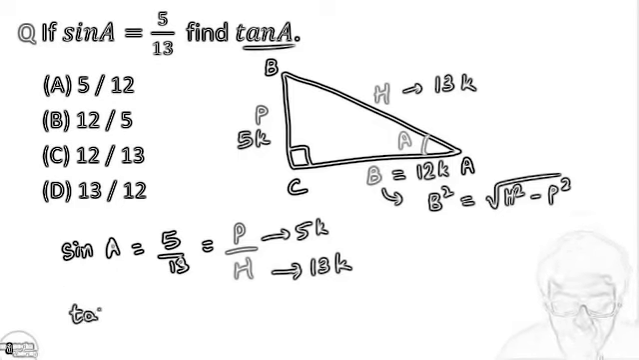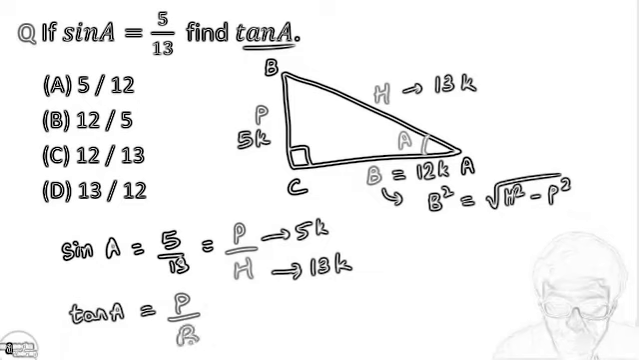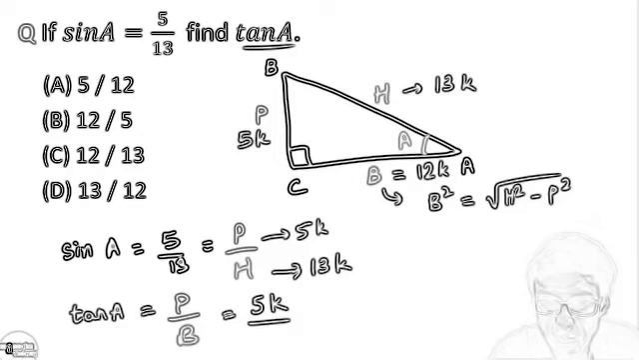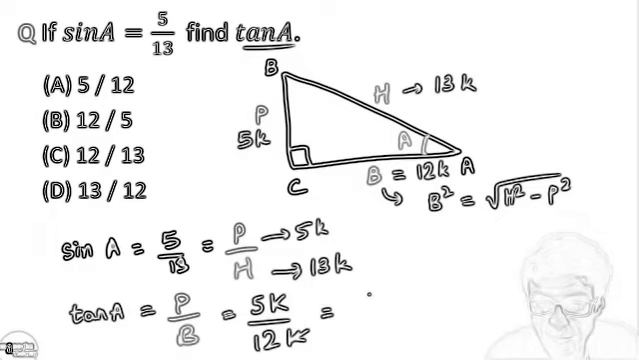So guys, what will tan A be? Tan A is basically perpendicular by base, right? And so let's see what that works out to be. So tan A works out to be perpendicular, given here is 5k. So we're going to take that and divide it by the base, which we calculated using Pythagoras theorem, as 12k. So k cancels there, and what do we get, guys?